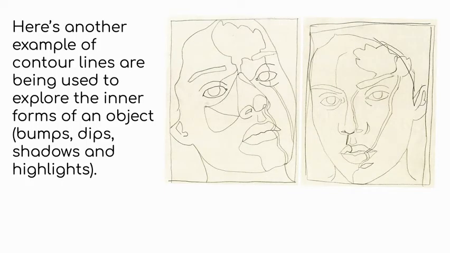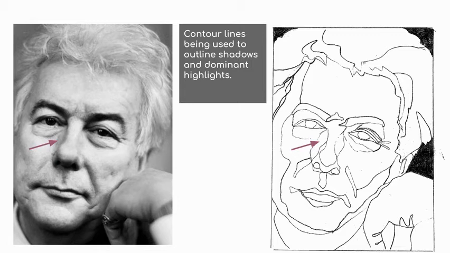Here's an example where an artist has used contour lines to draw some portraits, but then also use contour lines to outline shadows and structural features like the rise of a cheekbone. Here's another example. Notice the arrows pointing out the shadows along the bridge of his nose, which were then outlined with contour lines in the contour line drawing. Changes in value in the hair and even wrinkles were also noted with contour lines.